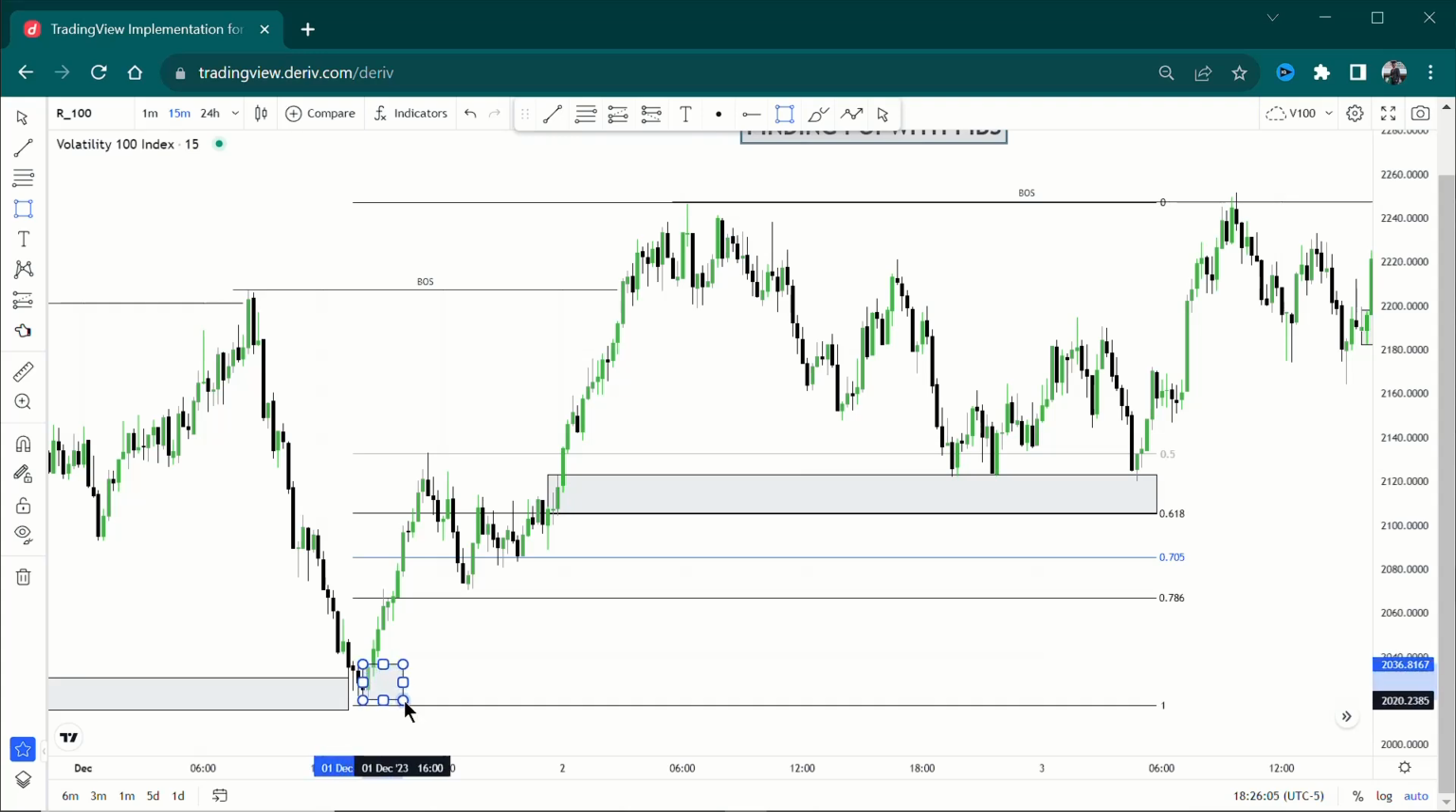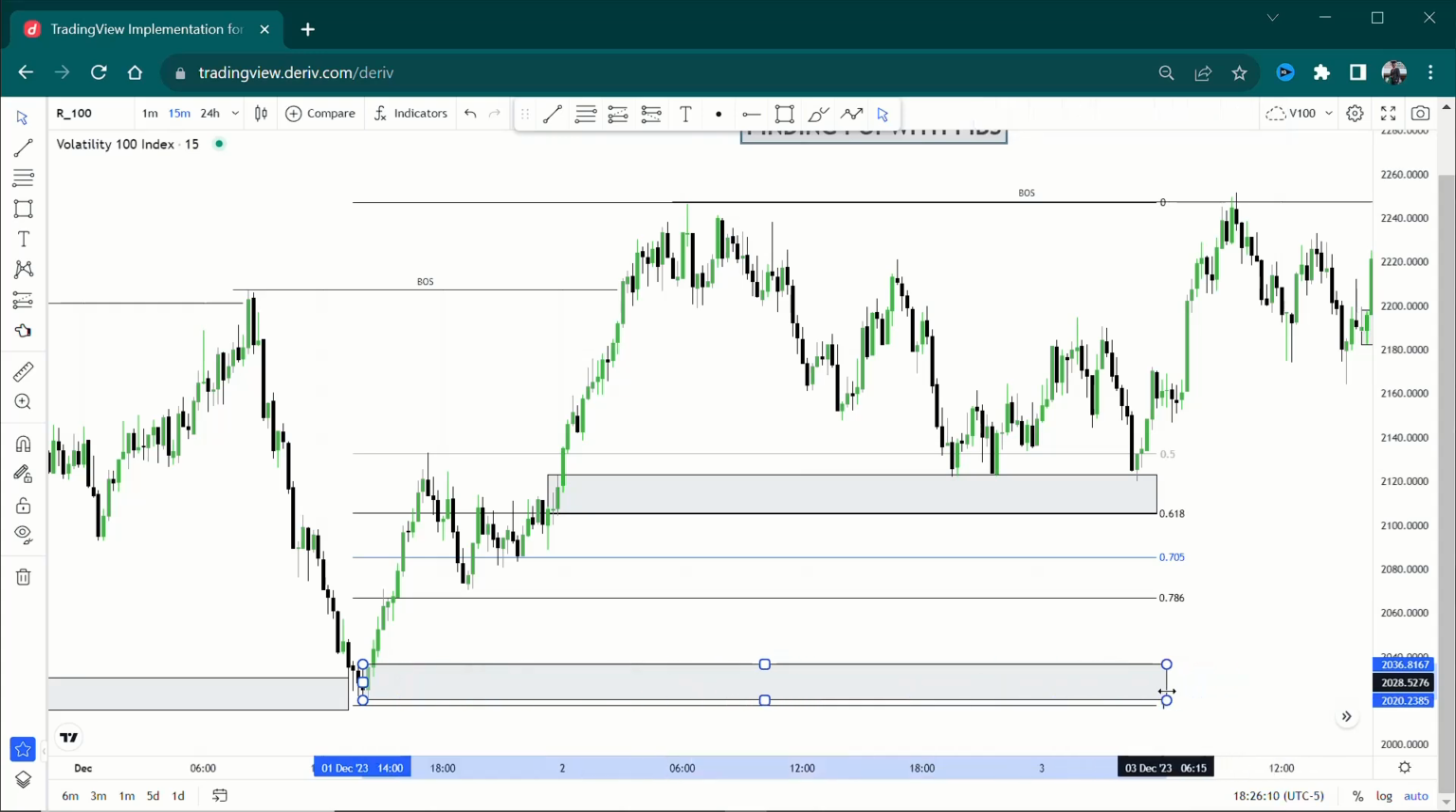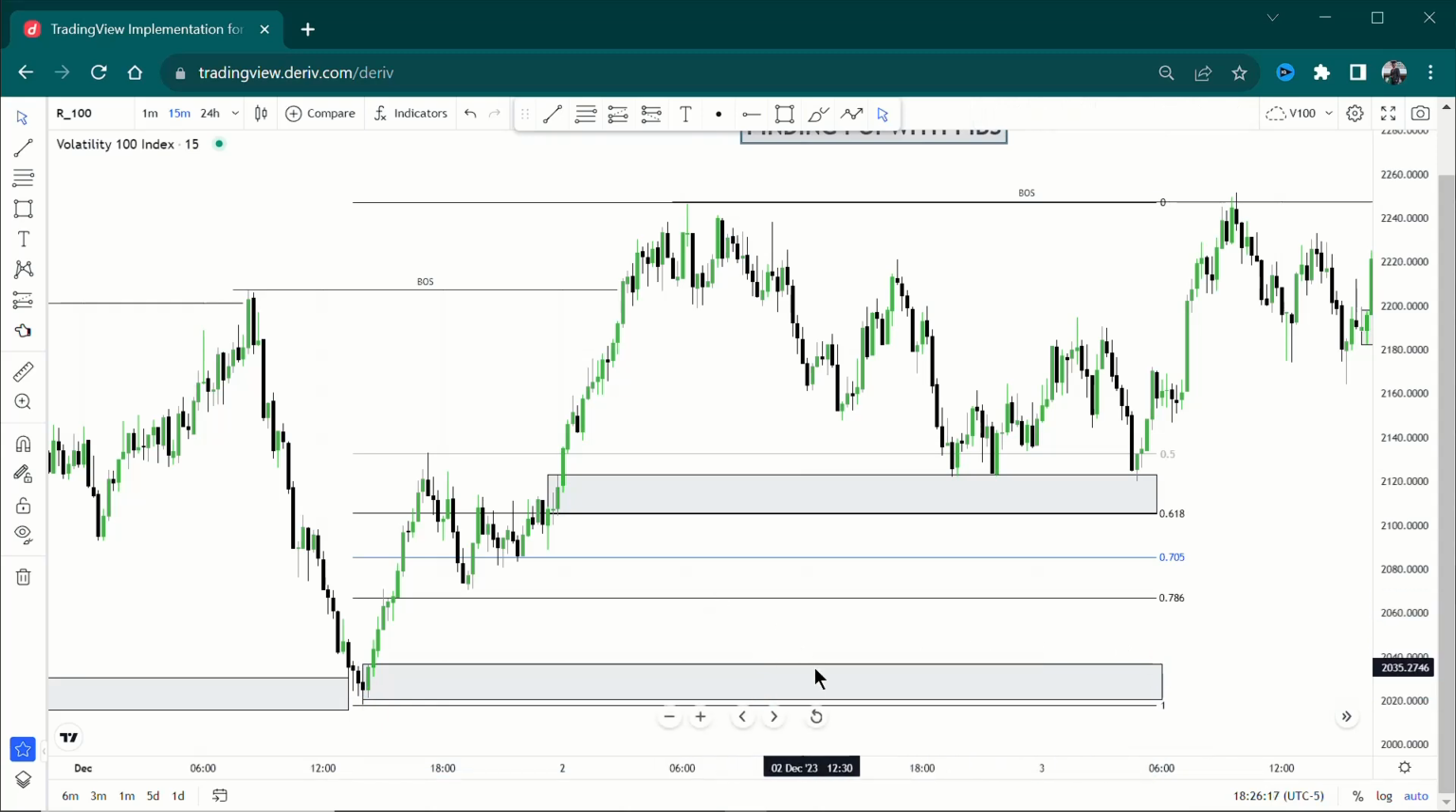I've already taught structure mapping. If you don't know structure mapping, you can watch the video again and then come back to this. You can't find your POI if you don't know how to mark your structures. If you don't map your structure correctly, it's going to be very hard for you, and you'll be everywhere taking unnecessary trades.